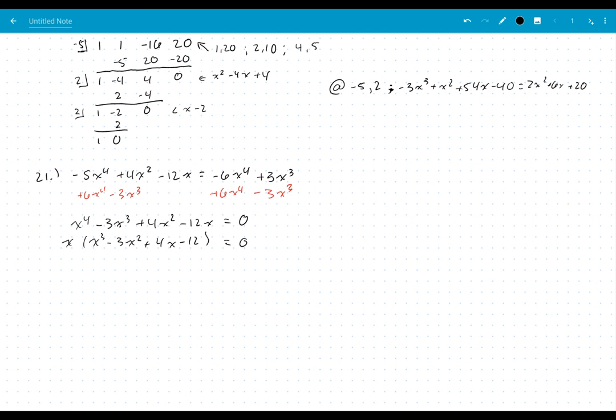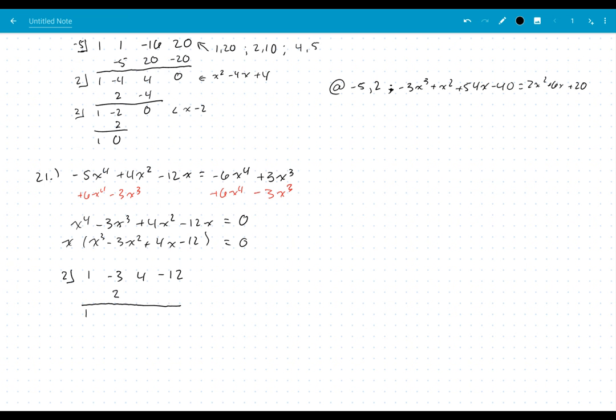Now we can take what we have left, the x cubed minus 3x squared plus 4x minus 12, and put that into our synthetic division to factor it. So we write down 1, negative 3, 4, negative 12. And then we have to figure out what we put in here to multiply to 12. Okay. Why don't we try 2?